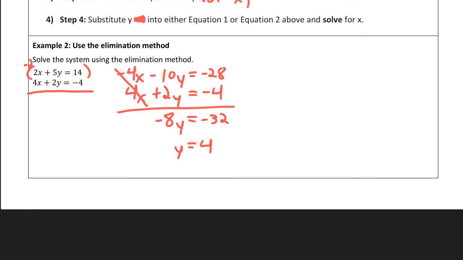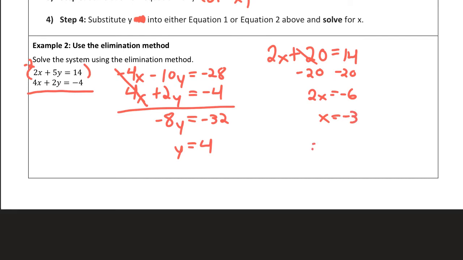And then what I can do, beauty of this, is I can substitute y equals 4 into either equation. It does not matter. You will get the same solution for x. So I'm just going to substitute it into the top equation. So the top equation becomes 2x plus, if I substitute in 4, that's 5 times 4, which is 20, and that equals 14. So I'm just going to solve, subtract 20 from both sides. 2x equals negative 6. X is negative 3. So my solution is the point negative 3, positive 4 as an ordered pair.